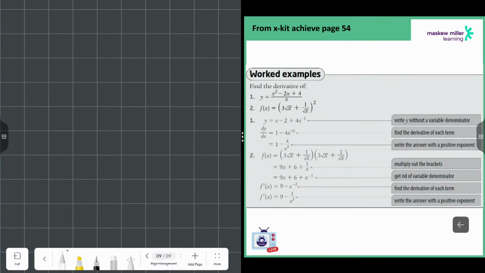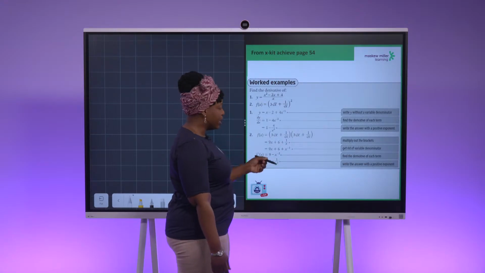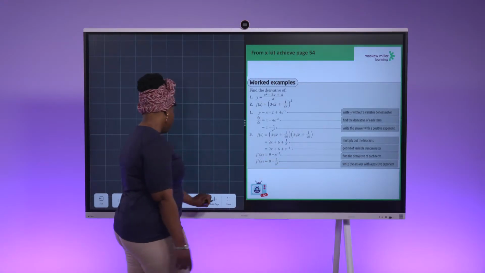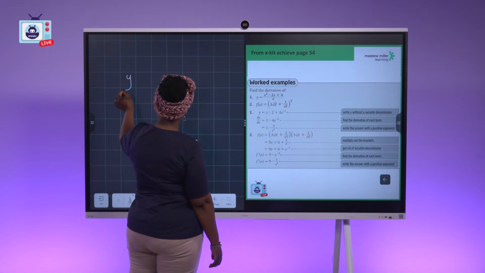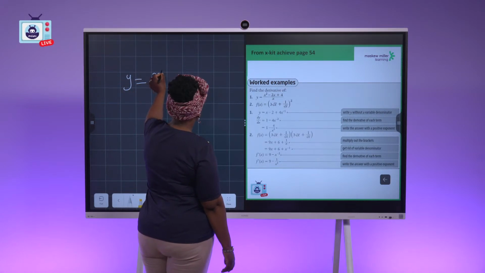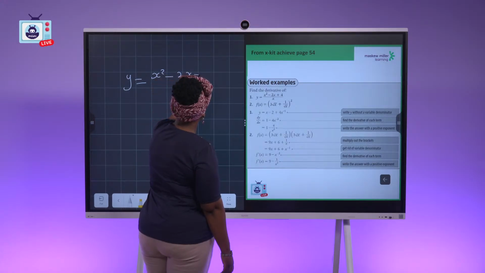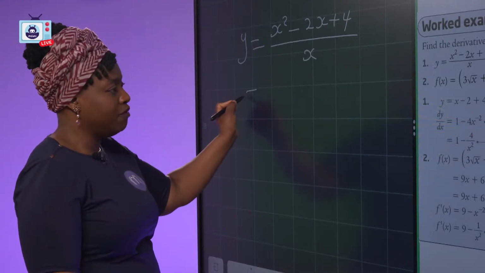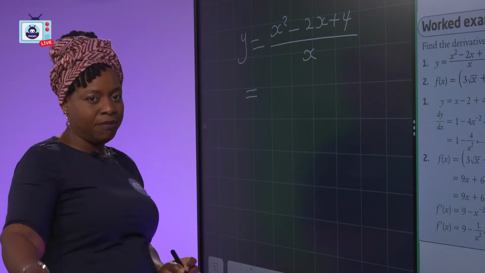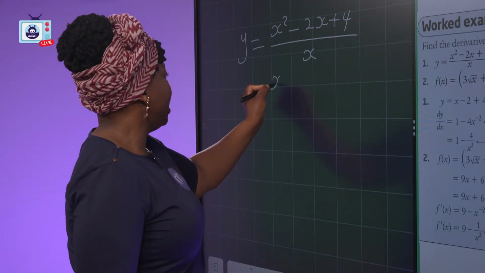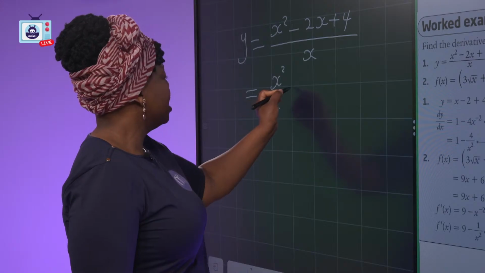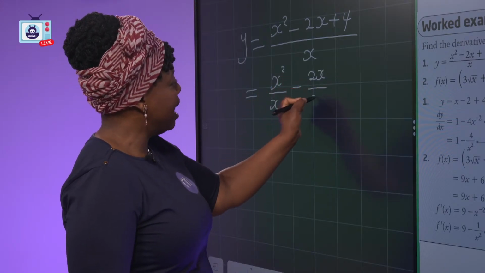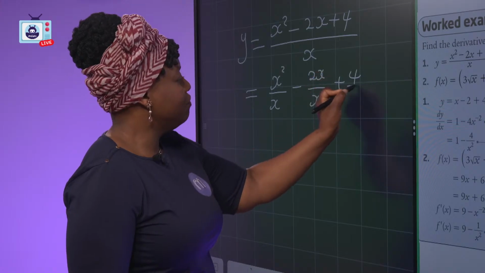A very nice example, which you can also find in the same page, explains what you are doing, what is happening, and how you get to the answer. One thing that I wanted to show you with the first one is if you are given y equals x squared minus 2x plus 4 divided by x. Always, before you even try to derive, separate them, right? How do you separate? You will have your x squared divided by x, then you have your 2x divided by x, and then you have your 4 divided by x.